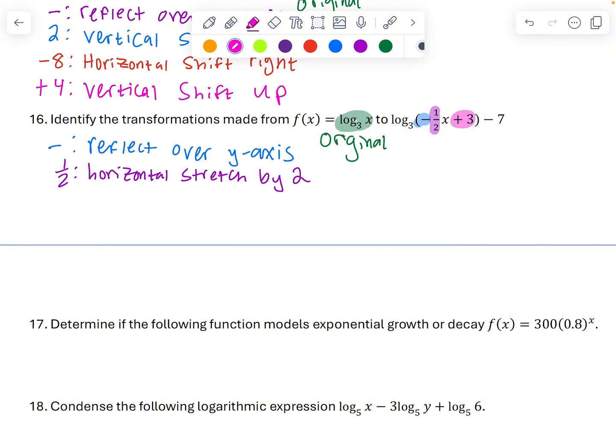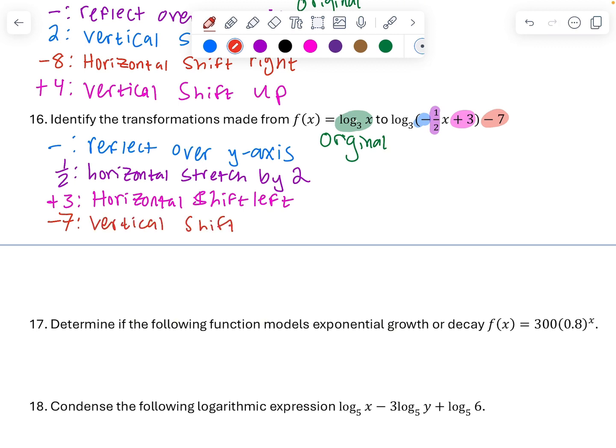So now let's talk about this +3. It is on the right side of our x. It is still inside those parentheses, so with +3 we're going to horizontal shift to the left. And then last but not least, we have this -7 over here. That -7 is at the very end of our equation, so we are going to vertical shift down. So those are the transformations. This is how we identify transformations with exponentials and logarithms. Just look at the differences between the original equation and that new equation.